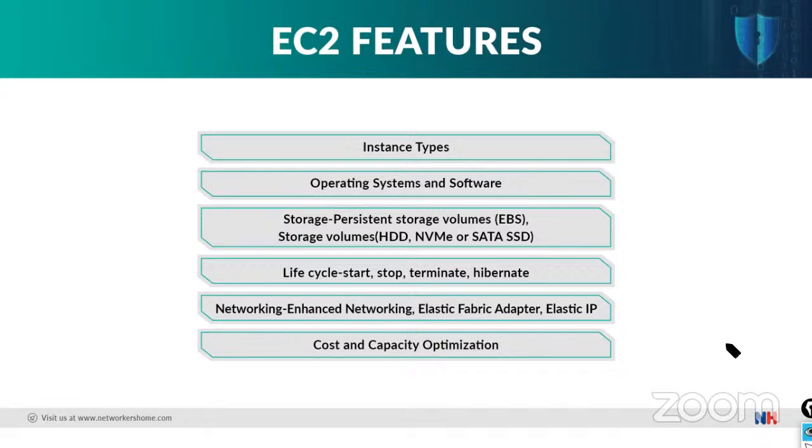And coming to networking, EC2 provides enhanced networking, with higher packets per second and higher data transfer rates. Elastic Fabric Adapter is another networking feature, which can provide a higher data transfer rate between VMs, whether they are running within the same region and same availability zone, or across multiple availability zones. And there is Elastic IP.